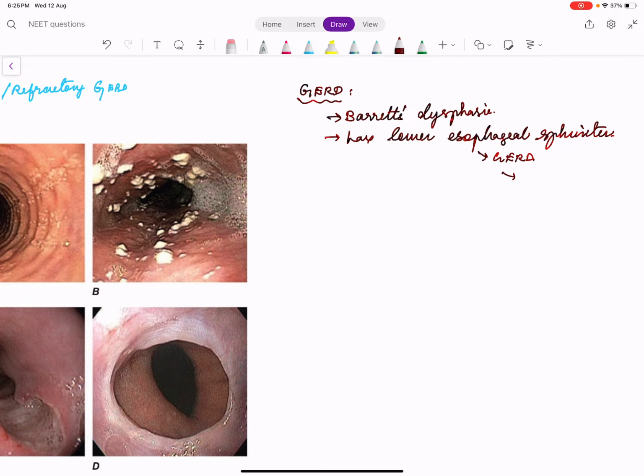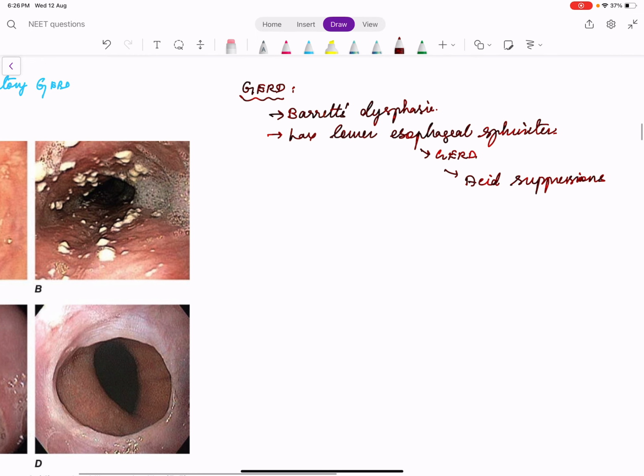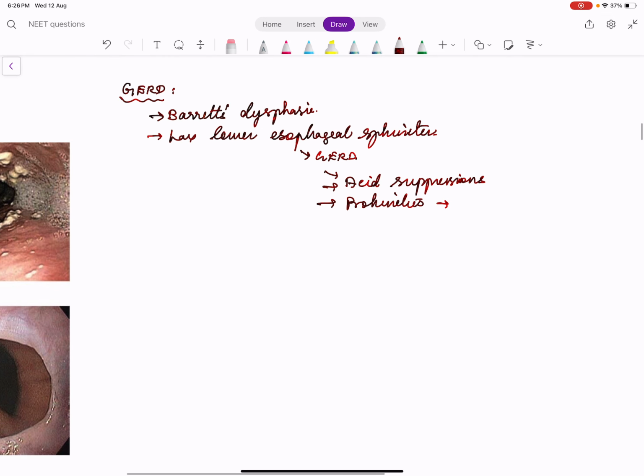So how will you treat GERD? We have to cause acid suppression of the stomach. There are many drugs for that, like H2 blockers, PPI, which I'll show you in the table later. The other group of drugs is prokinetics. The prokinetics are dopamine D2 antagonists like domperidone or metoclopramide.